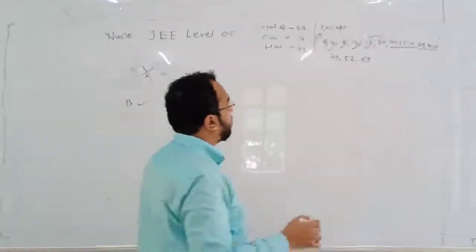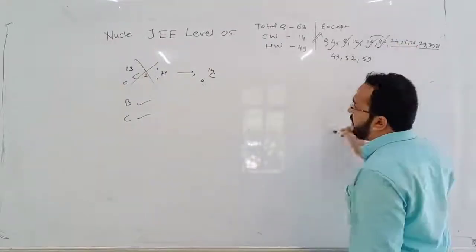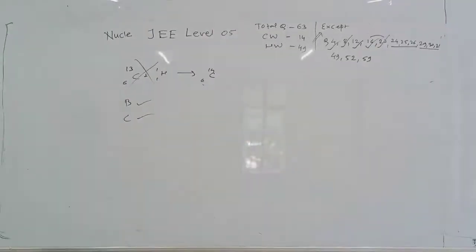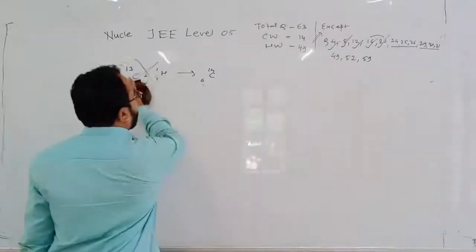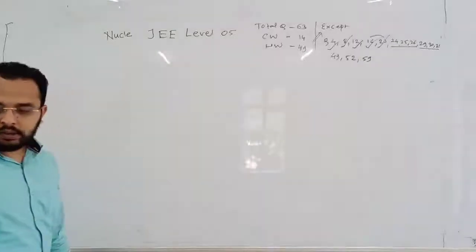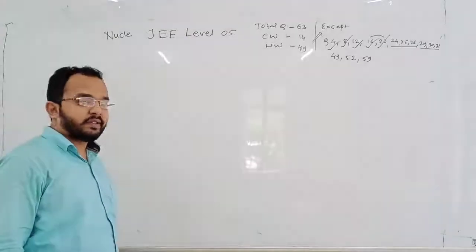Okay. So we need to just check which is a fusion reaction and correctly represented. Option A, B, C are fusion. But in the fusion, A is not correctly balanced.